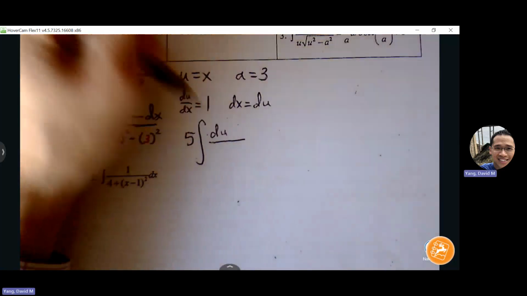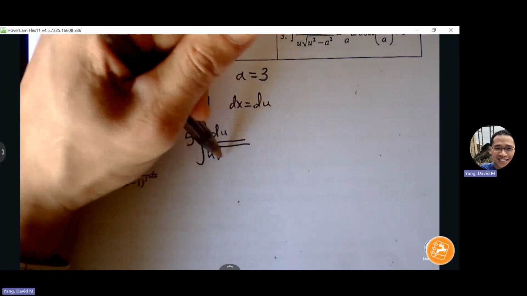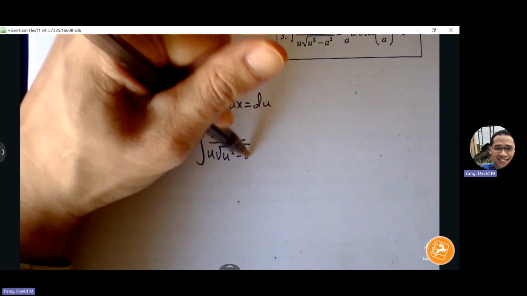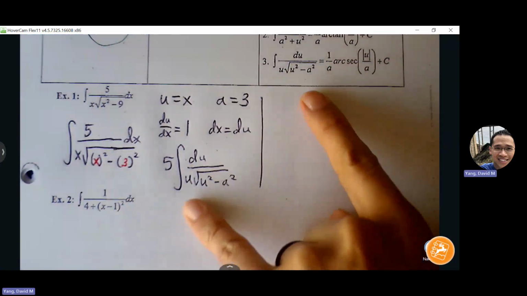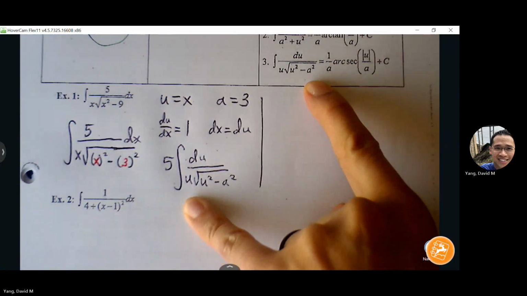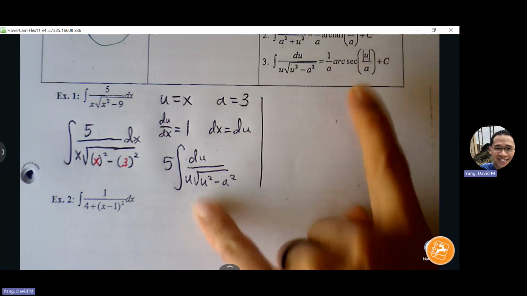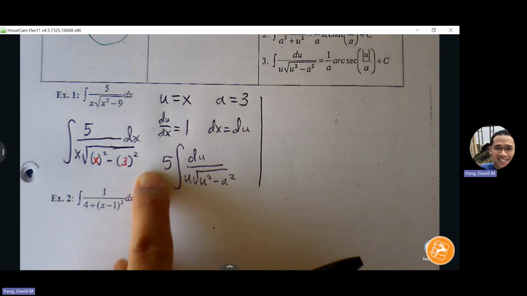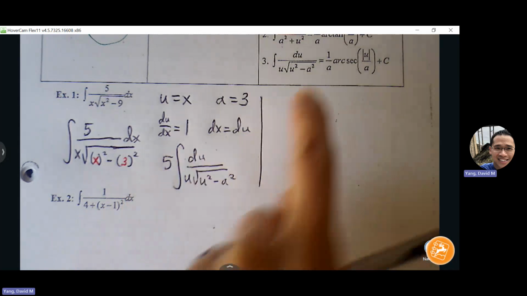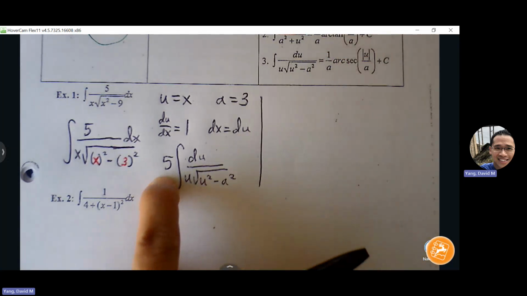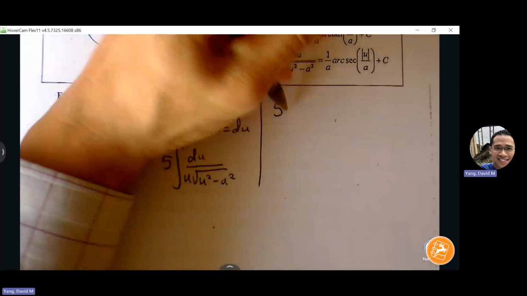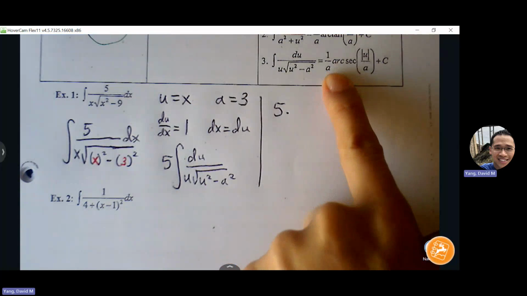My x is my u, square root of u squared minus a squared. Do I have a perfect match with the rule that I want to use? Yes, right? So now we're just going to follow whatever the rule says. The 5 is going to be the first thing because that's a coefficient. The coefficient may not be part of the rule, but it's still something I need to keep. So 5 times 1 over a. What's my a value? 3.